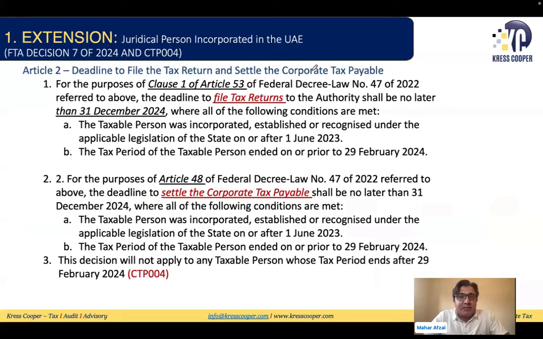Okay, one extension has been granted very recently. We know what the law says: taxable persons need to submit the return within 9 months from the end of the relevant tax period, and they need to submit the payment as well. Now they were given an extension by issuing Cabinet Financial Decision 7 of 2024. What is the extension? Now they said if the company was set up on or after 1st of June 2023.